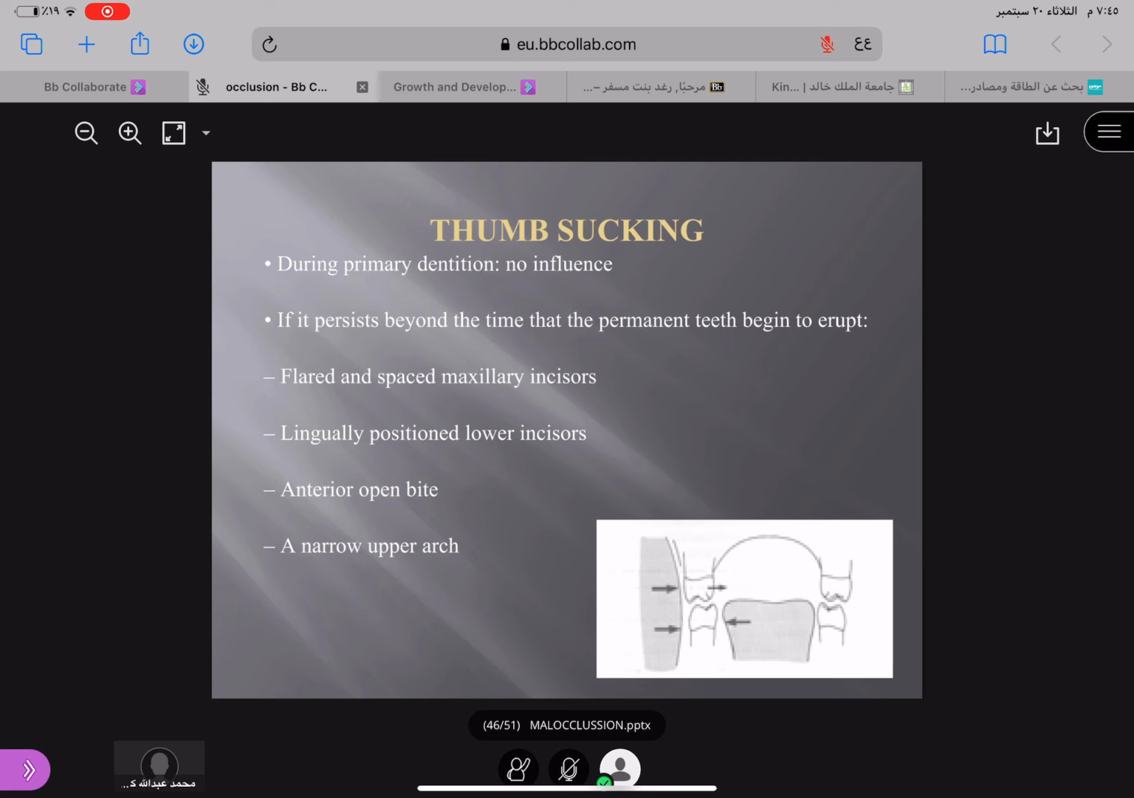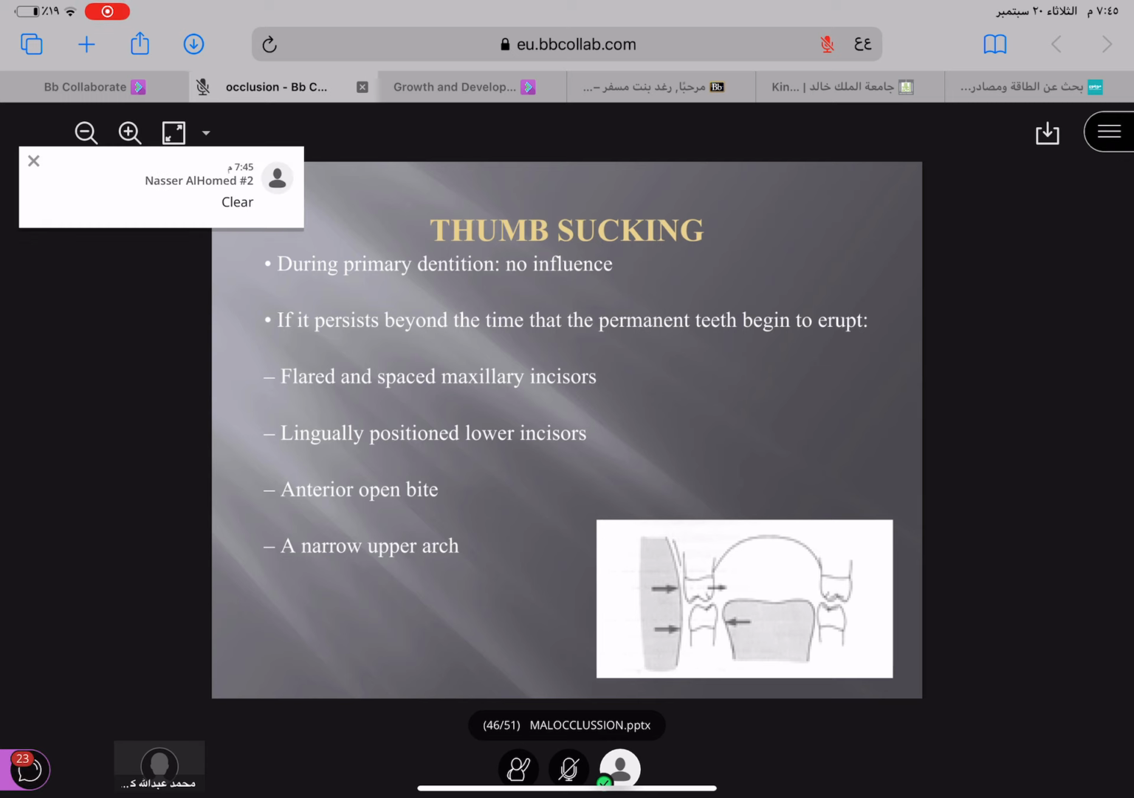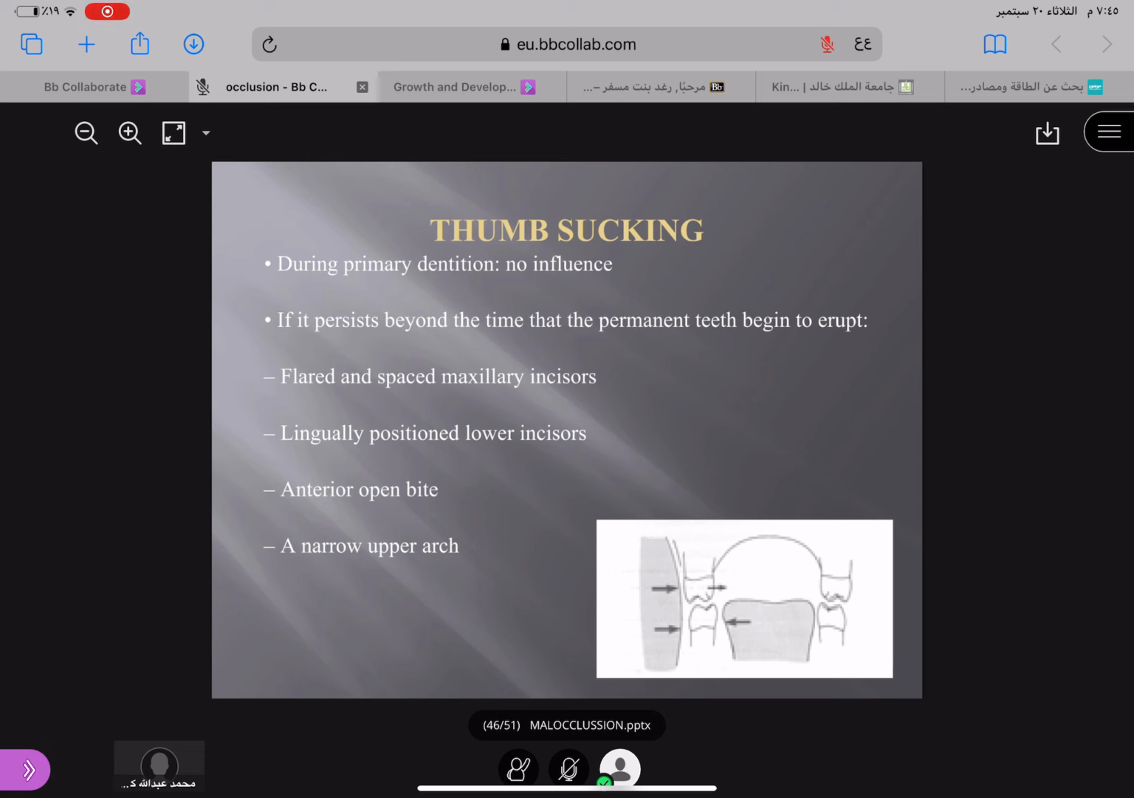Anterior open bite. Why does anterior open bite happen during thumb sucking? What is the cause of anterior open bite and a narrow upper arch?